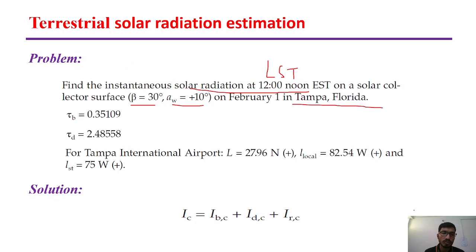Okay, so the problem is we have to use the formula to calculate the instantaneous solar radiation. Then how to solve it? IC, IBC, IDC, and IRC. IBC we know is a function of the solar incidence angle and beam normal radiation. So for that we have to calculate IBN and cos I.